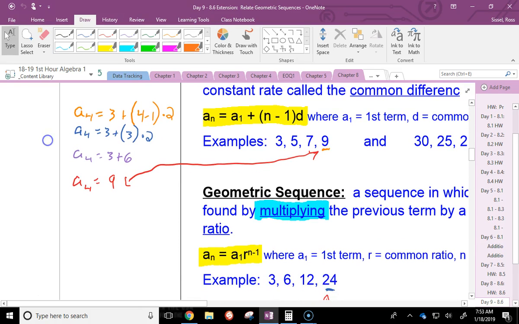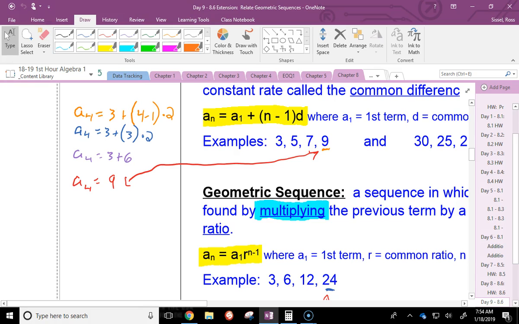Well, 4 minus 1 was 3. So now I have 3 plus 3 times 2. 3 times 2 is 6. So 3 plus 6, I got 9. Is the 4th term 9? Yes. So this is how I can just check myself.